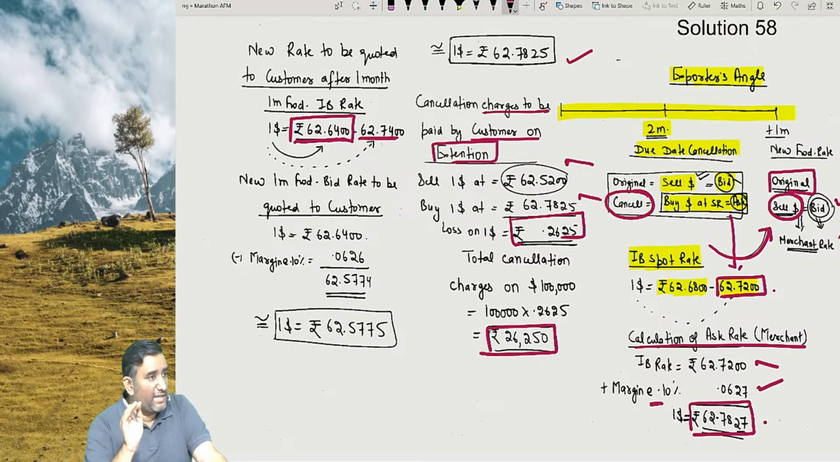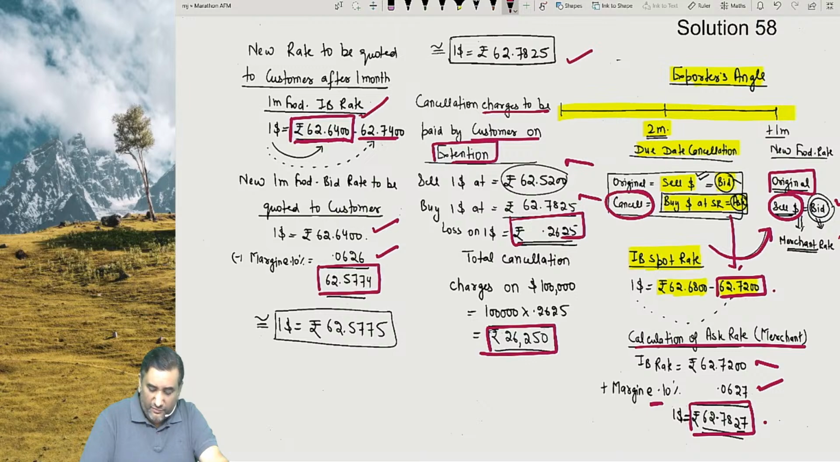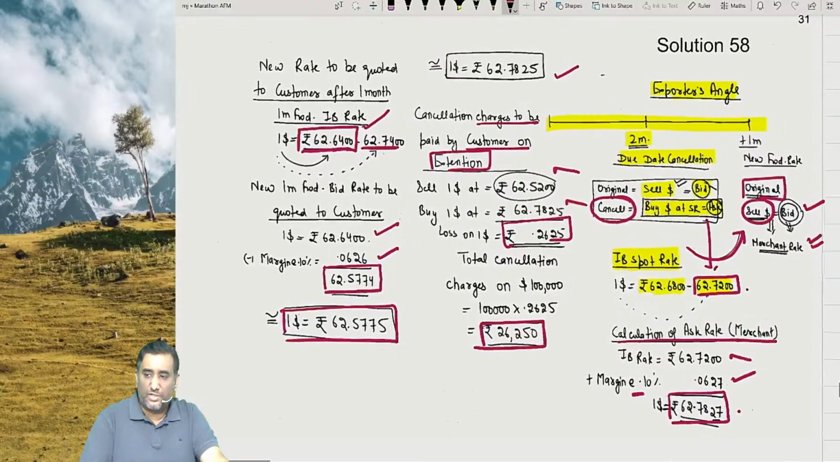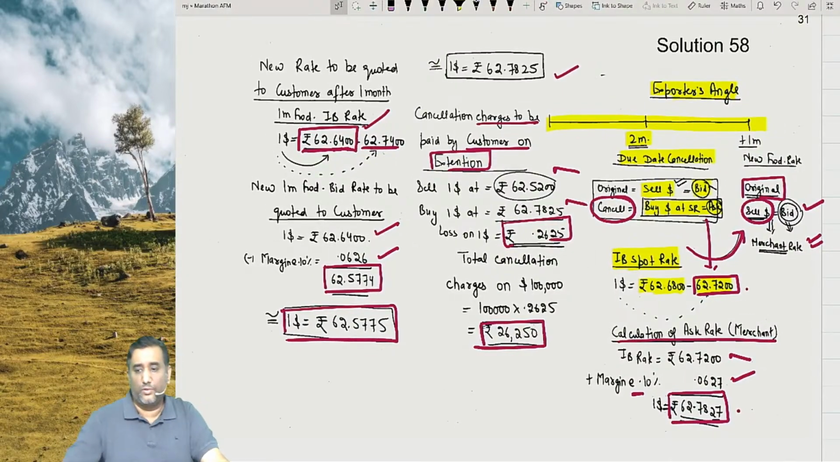In simple language, if the customer is buying something, his cost has to be the addition of that margin. If the customer is selling, it's as good as if you buy a share, you end up paying brokerage. If you sell the share, you still end up paying brokerage. When you buy, your cost increases. When you sell, your inflow decreases. So when you are selling a new contract, 62.6400 minus margin comes to 62.5774, and then rounding off. Quickly check once, then we look at the importer's angle also.